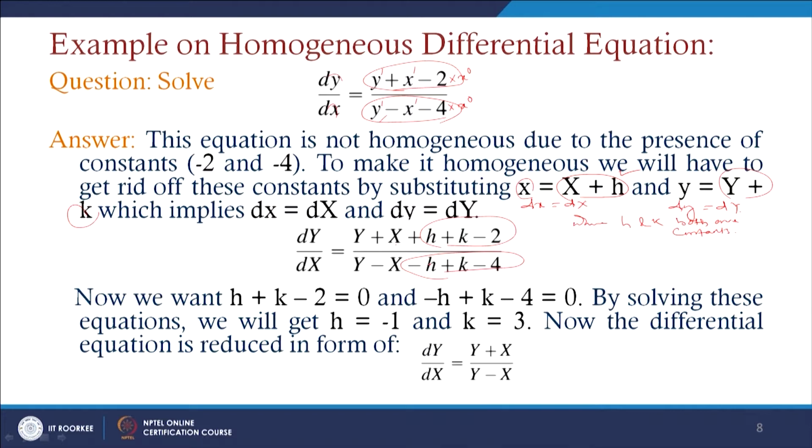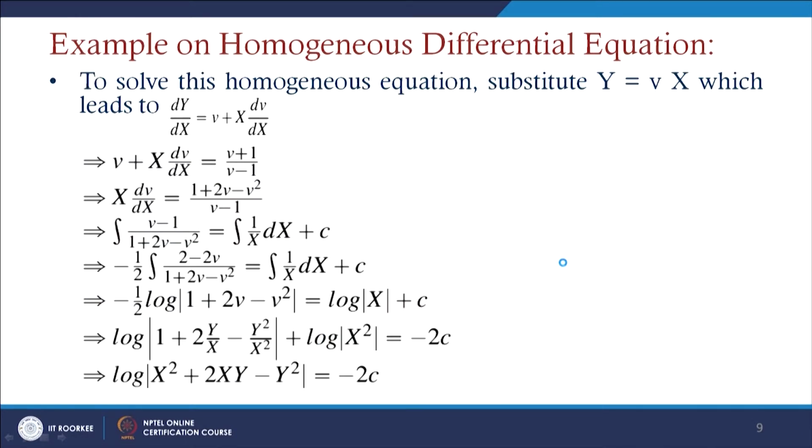So if we solve these equations, h plus k minus 2 equals 0 and minus h plus k minus 4 equals 0, then we will get h equals minus 1 and k equals 3. And now the differential equation will be reduced to the form capital dY by dX as (Y plus X) by (Y minus X), since this part is 0 here, this part is 0 here. To solve this homogeneous equation, now we will substitute Y equals vX, then we will have dY by dX as v plus X dv by dX.